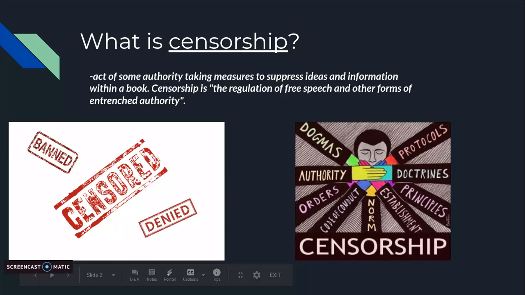Censorship and children's literature. First, it's important to define censorship. Censorship is the act of some authority taking measures to suppress ideas and information within a book. Censorship is the regulation of free speech and other forms of entrenched authority.